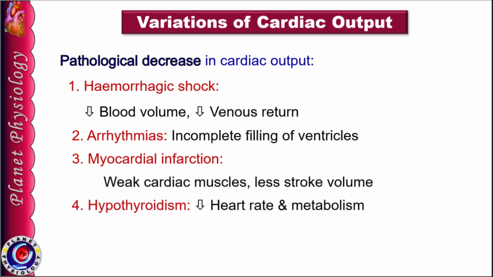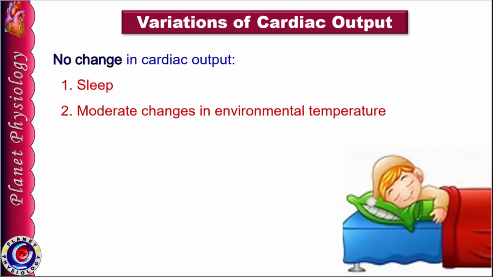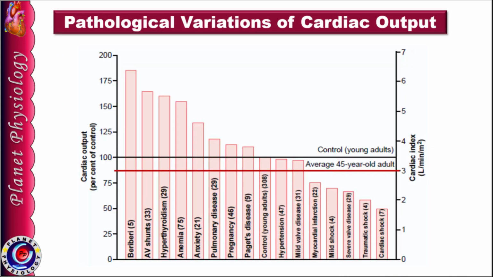Hypothyroidism decreases heart rate, stroke volume as well as body metabolism, and all these factors reduce cardiac output. Then the conditions like sleep and moderate alterations in environmental temperature do not affect cardiac output. It remains same. Here is a summary how cardiac output changes in various pathological conditions.